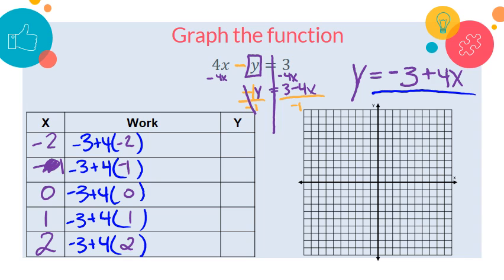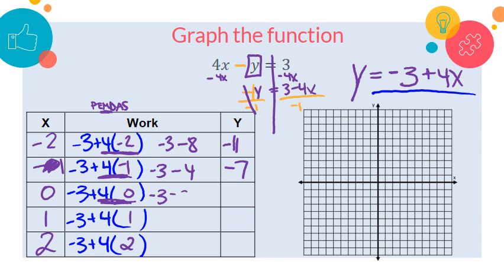Now let's calculate. Remember PEMDAS. When we're simplifying, we multiply or divide first. So I'm going to take care of this multiplication, which says I'm going to carry the negative 3 over, but 4 times negative 2 is negative 8. Negative 3 minus 8 is negative 11. Okay, let's multiply first. 4 times negative 1 is negative 4. Negative 3 minus 4, negative 7.